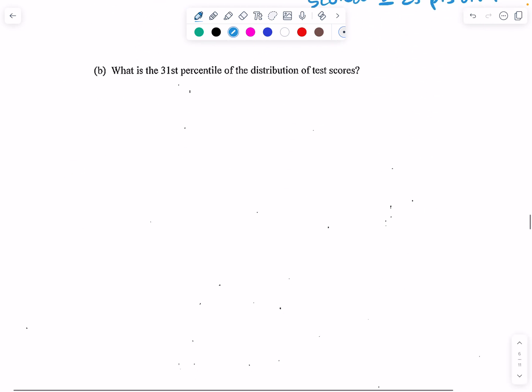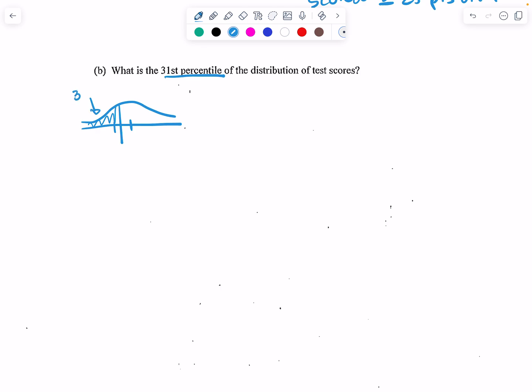Okay, letter B. Again, we have 4 steps. Step 1, it asks for the 31st percentile. So here's a picture. 31st percentile is going to be somewhere between 0 and 1, so that's going to be 31%. I don't know that value of y. That's my first step.